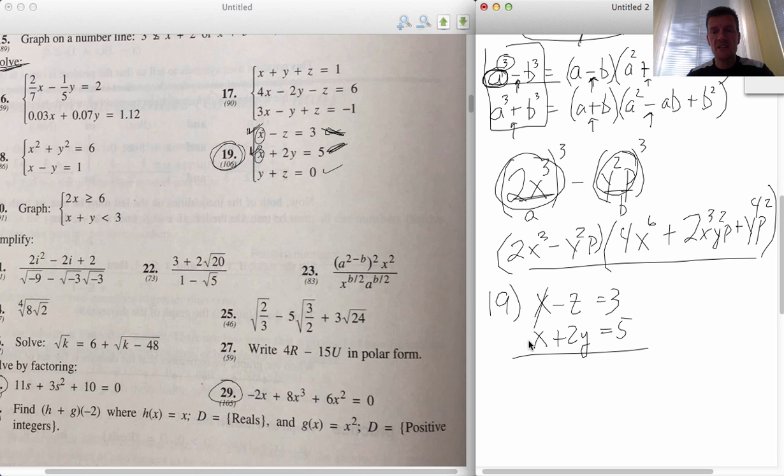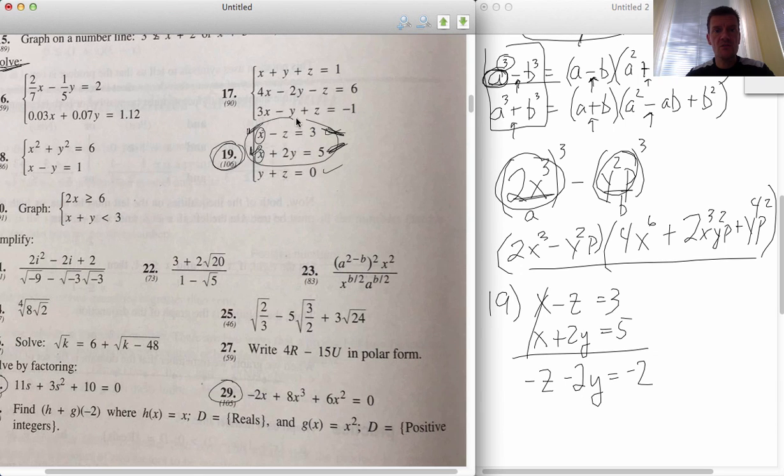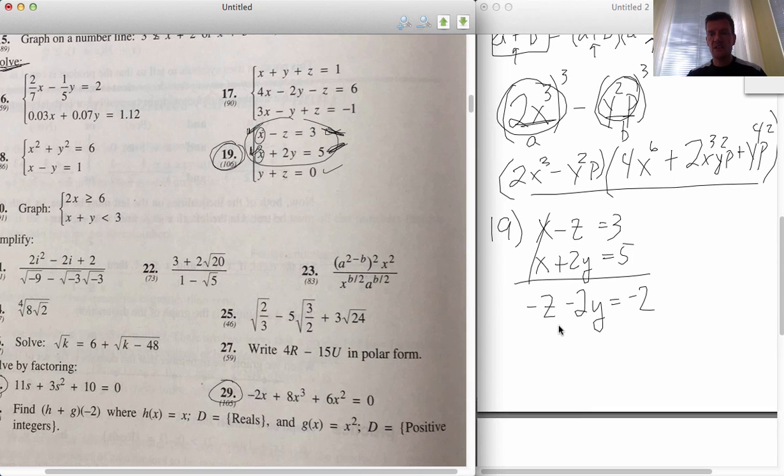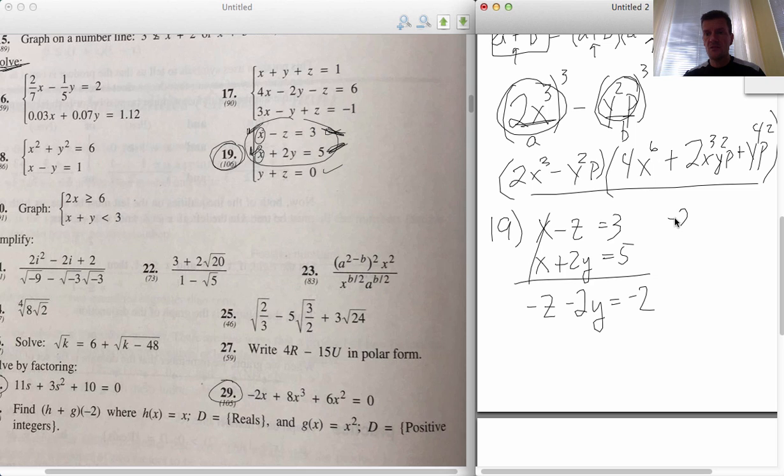x minus x, they cancel. That's why I'm doing this. Minus z minus 2y, and 3 minus 5 gives me a negative 2. That is my resulting equation by subtracting these first 2 right here. Now, my resulting equation has a y and a z in it. Maybe I'll write this as negative 2y minus z equals negative 2.